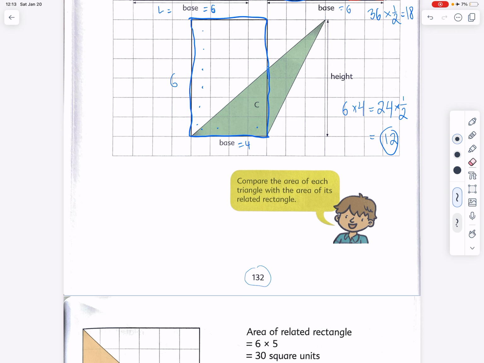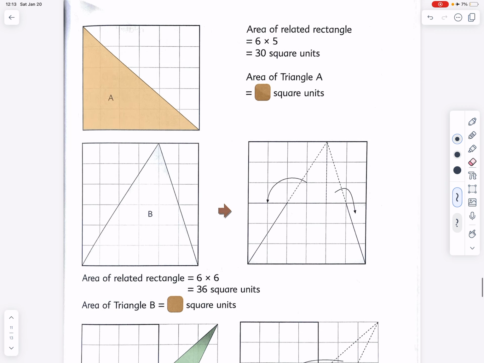Let's move on. Let's look at the next page. Check this out, the following page. The area of a related rectangle is, they are solving these examples. So let's take a look at B. Notice how we can take this piece and pack it right here. And notice how we can take this piece and pack it right here.